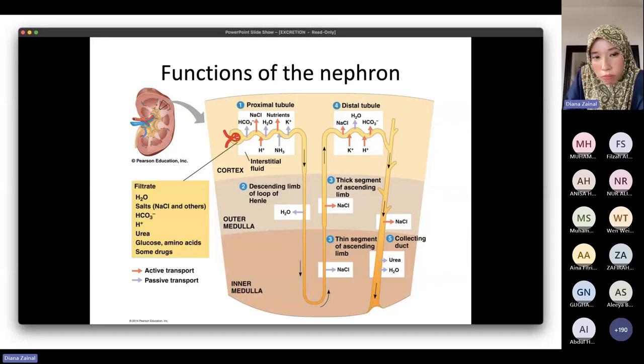Okay, why is it called proximal? Because it's in proximity. Proximity kan dekat maksudnya kan. So there's a proximal, it's a proximity from the glomerulus ataupun the Bowman capsule. Why is it called a distal? Because in distant, lebih jauh. So that's why I call it a distal tubule.